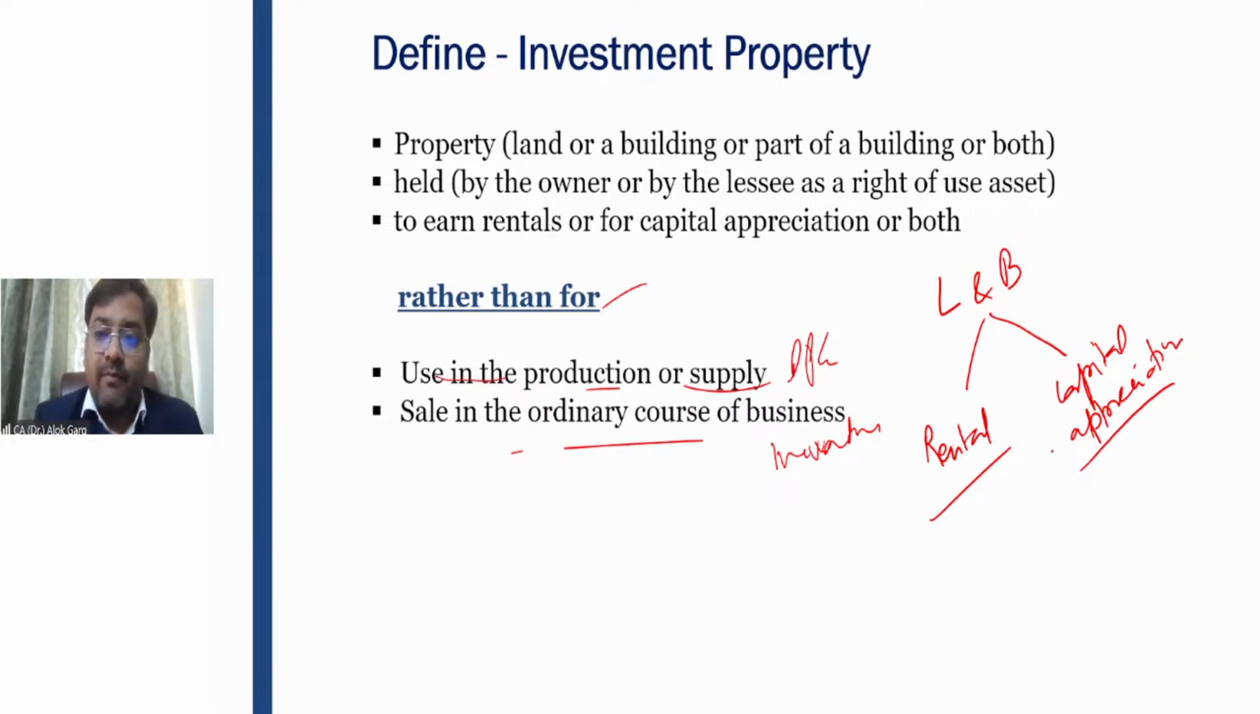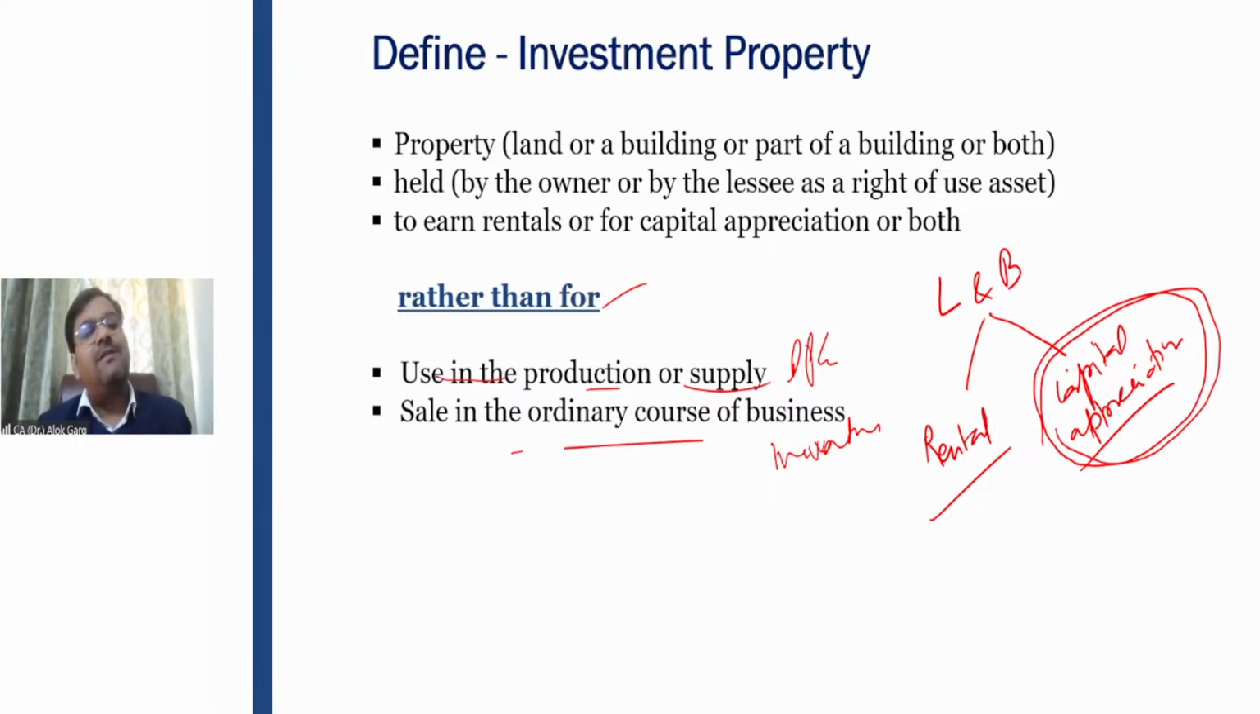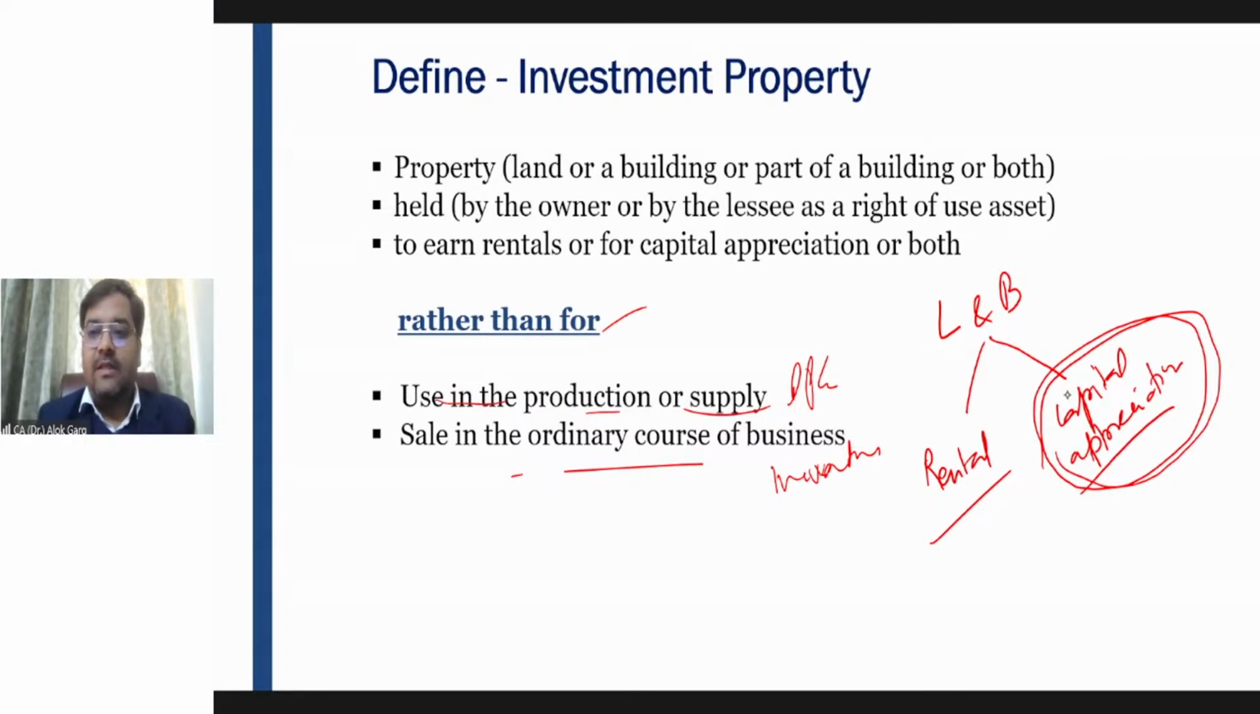You remember? See, the capital appreciation word has also been given here. Why? Because this is the basic feature of land or building. Generally, land or building appreciate. It does not depreciate. Does not depreciate means value will not decline. Building will depreciate, but the value will not decline, right? Is it clear? Is it clear?